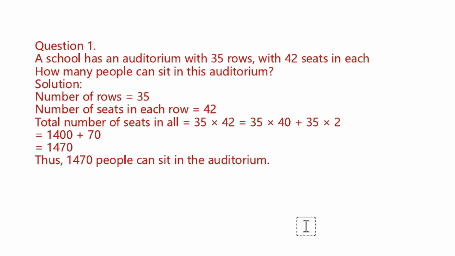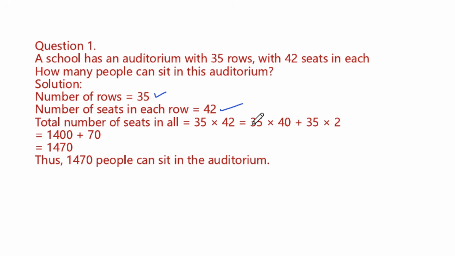Okay, the first question. A school has an auditorium of 35 rows and 42 seats in each. So how many people can sit in this auditorium? So for the solution, you have to write in statement form like this. That's why I didn't write it, I'm just typing and showing you. So the number of rows is 35, and the number of seats in each row is 42.